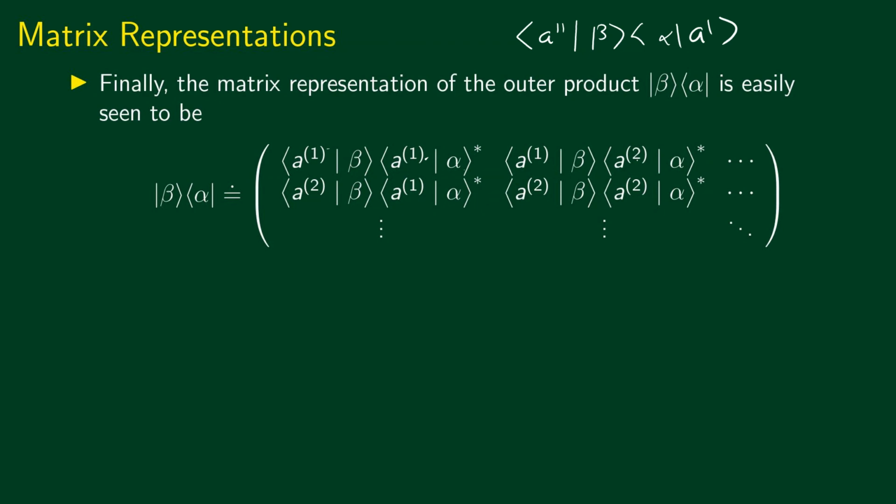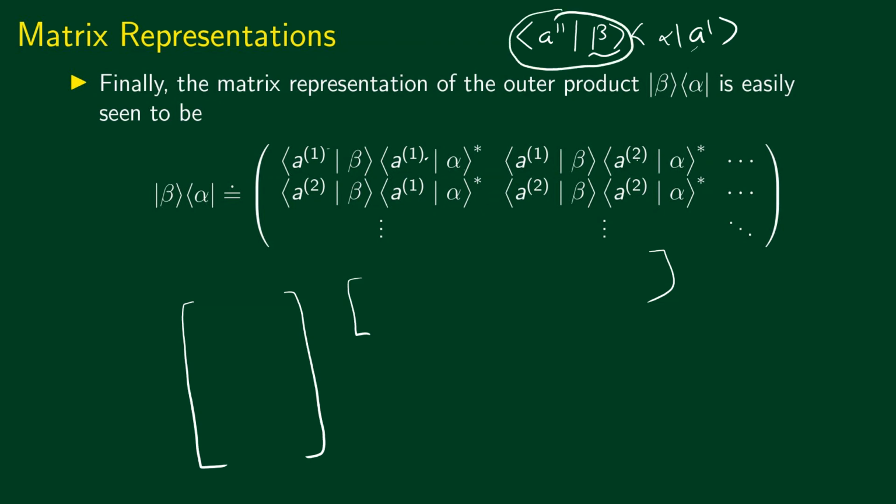Now, if you are representing a ket by a column matrix and a bra by a row matrix, this square matrix can be obtained by a multiplication between a column matrix and a row matrix. Let me write it out. What are the elements of this column matrix? Because this is a ket, the expansion coefficients of this ket are written like this: bra A1 ket beta, bra A2 ket beta, etc.